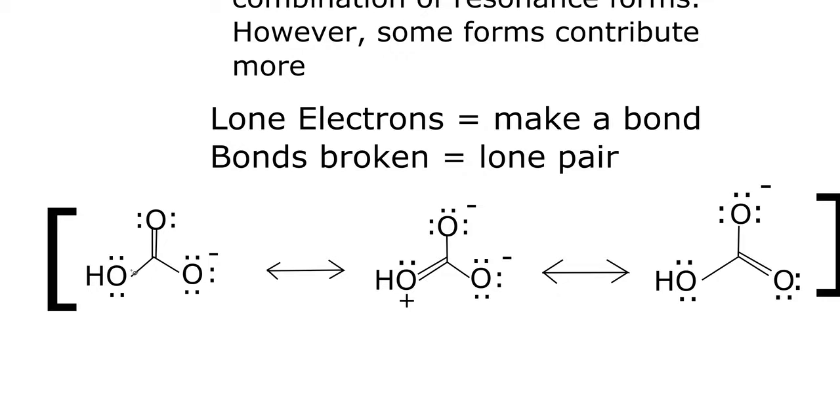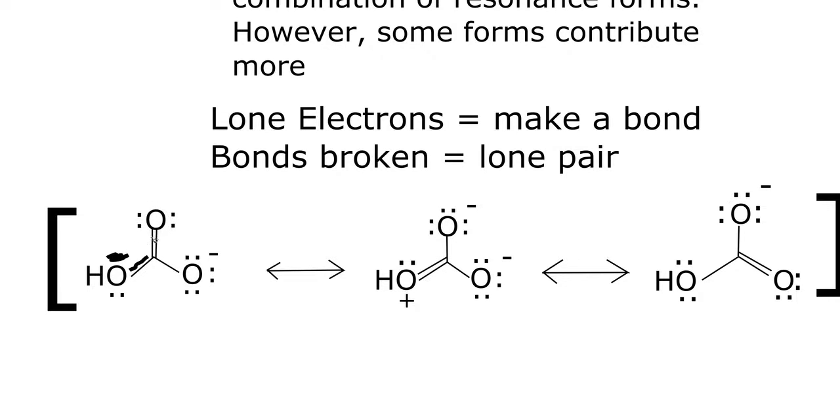Okay, so let's draw this. Right now we have a double bond, and we got rid of these. We do not have those. So we have 1, 2, 3, 4, 5 bonds on the carbon atom, which is not okay. So what we'll do here is we'll break the double bond and take that pair of electrons and make them a lone pair. When I say bonds broken equals lone pair, that is what I mean.